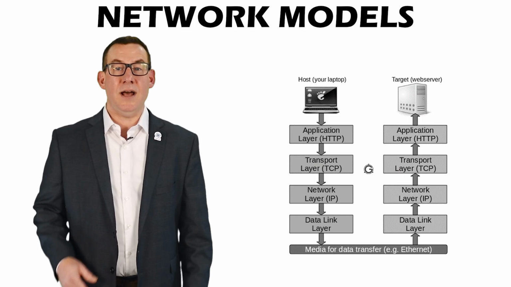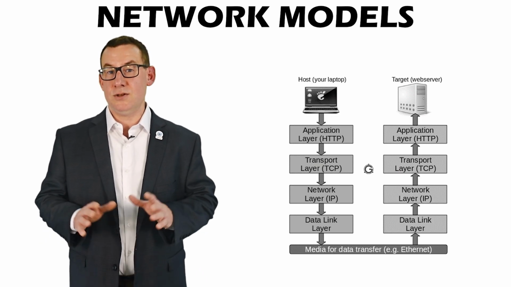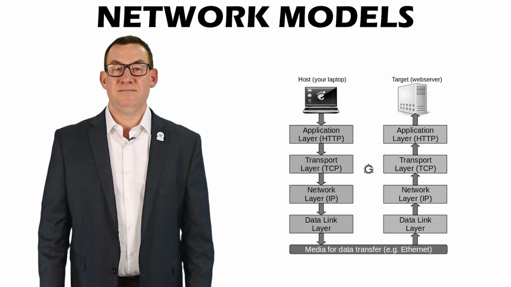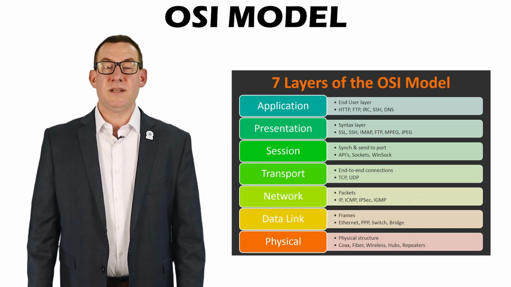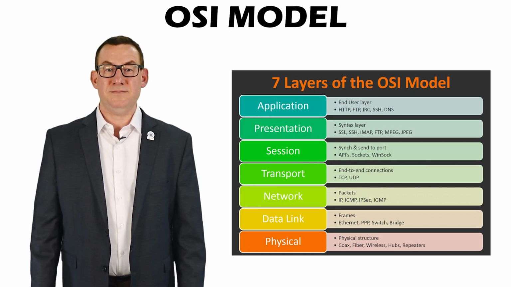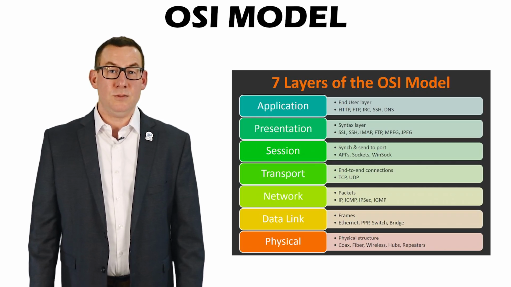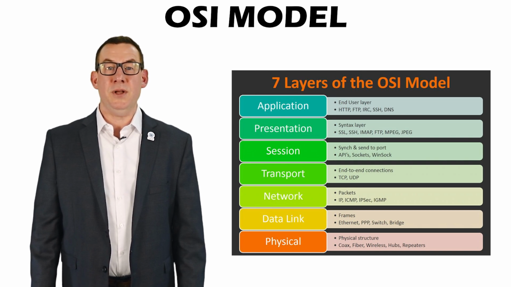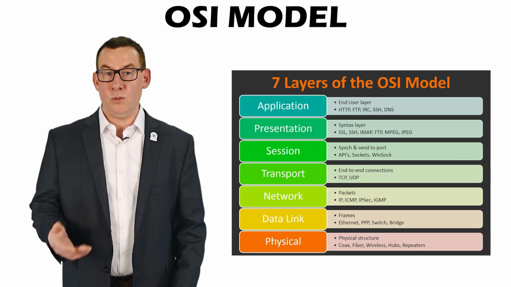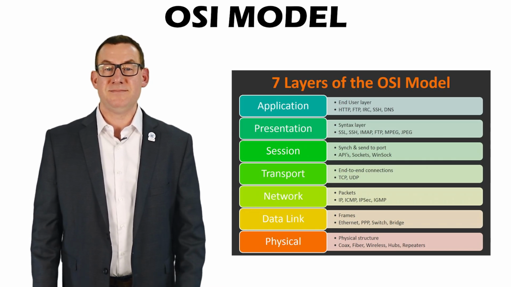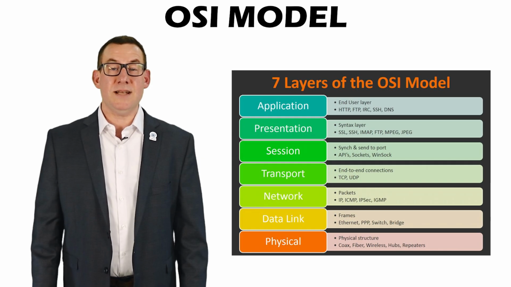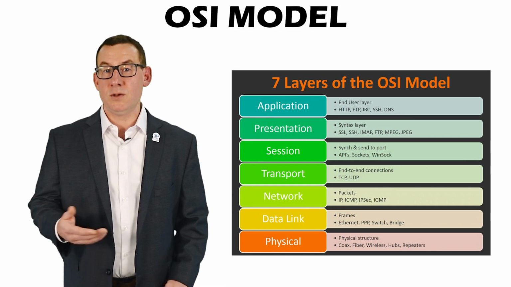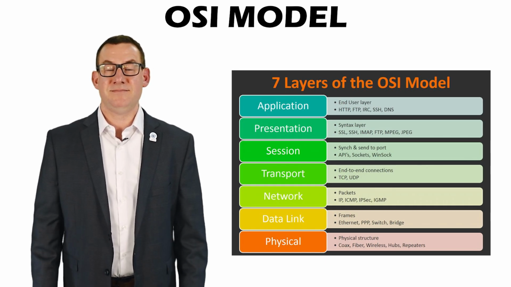Now that we've seen how data moves through packets, let's zoom out and look at the models that describe how networks work. First, let's take a look at the OSI model. The OSI model, short for Open Systems Interconnection, describes how network communication works from the physical hardware to the applications we use. The OSI model is a 7-layer framework describing how network communication works from hardware to the user interface.